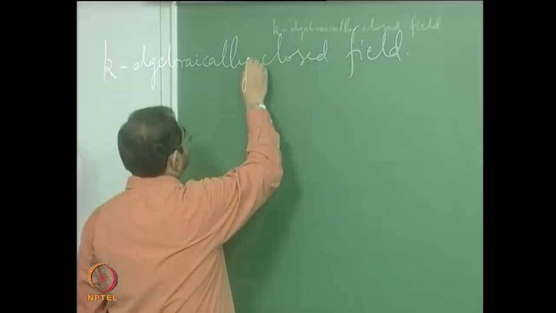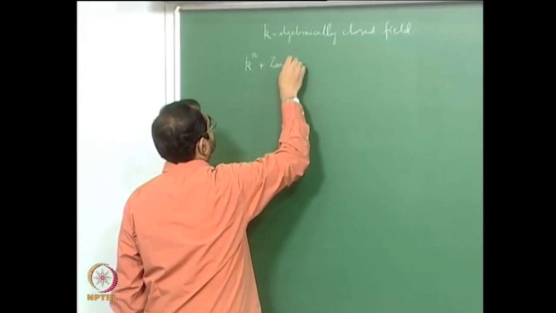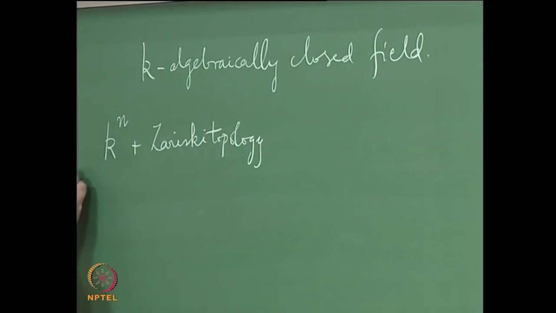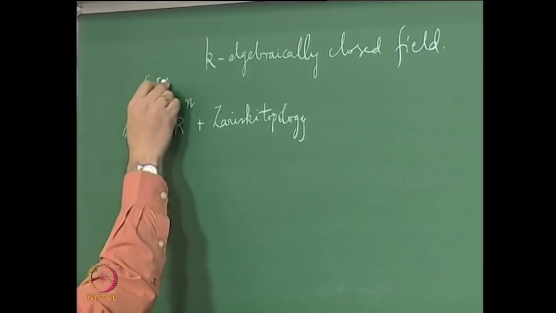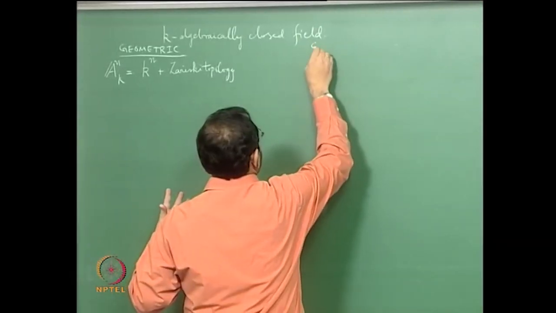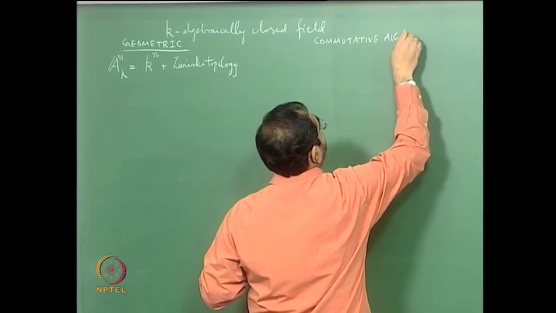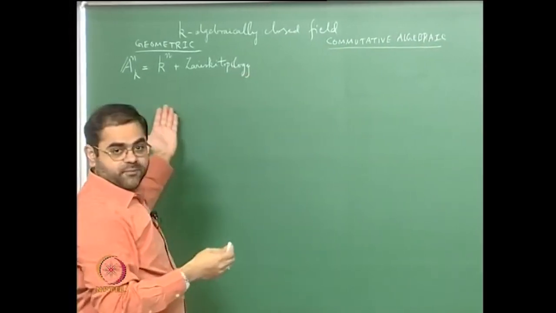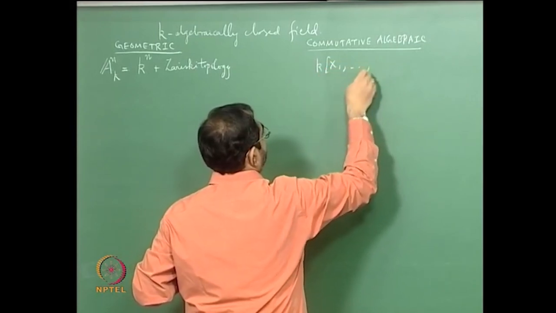And then the whole idea is you look at K^n with the Zariski topology, on the one side, which is called affine n-space over K. This is the geometric side. And then on the other side you have the commutative algebraic side, and that is supposed to be the ring of functions on that space. In this case, of course, it is the ring of polynomial functions on that space. So it is actually K[x1, ..., xn].